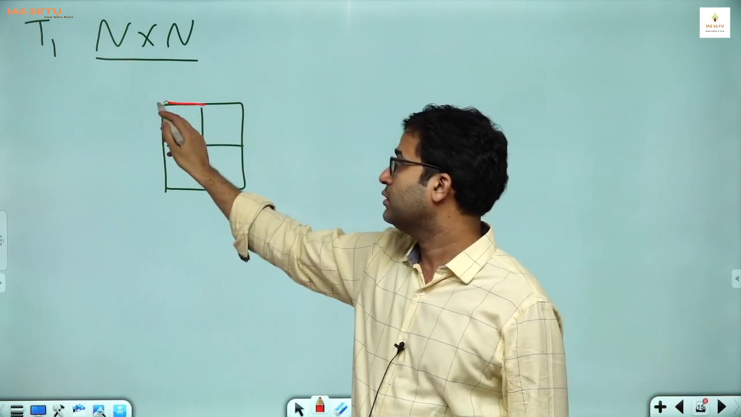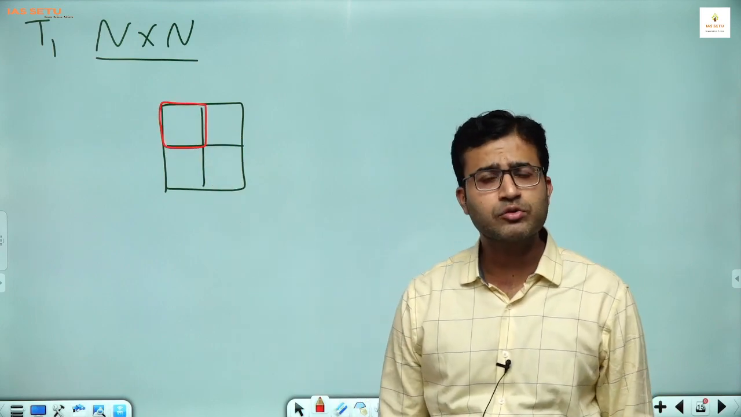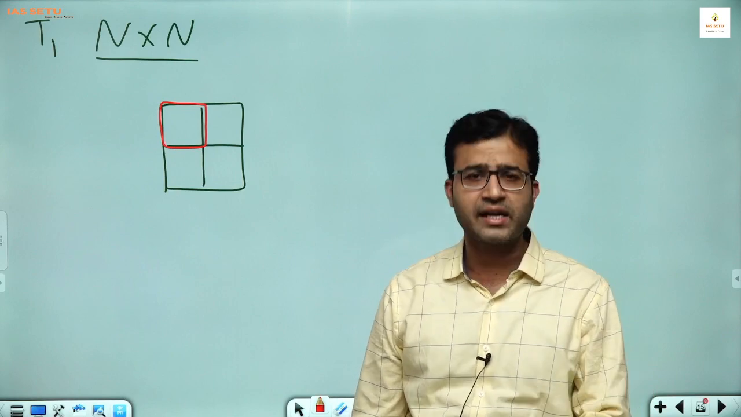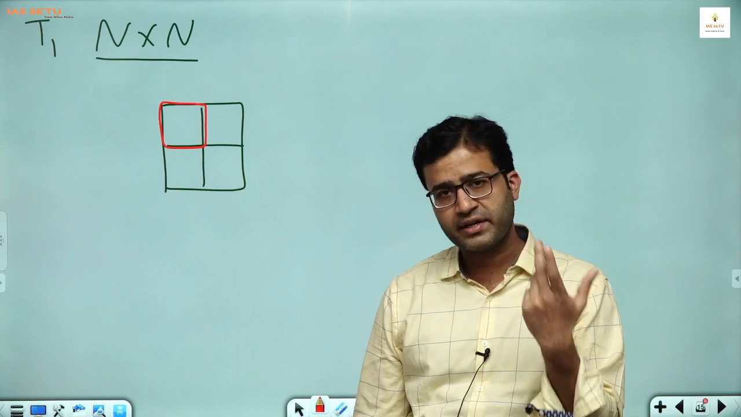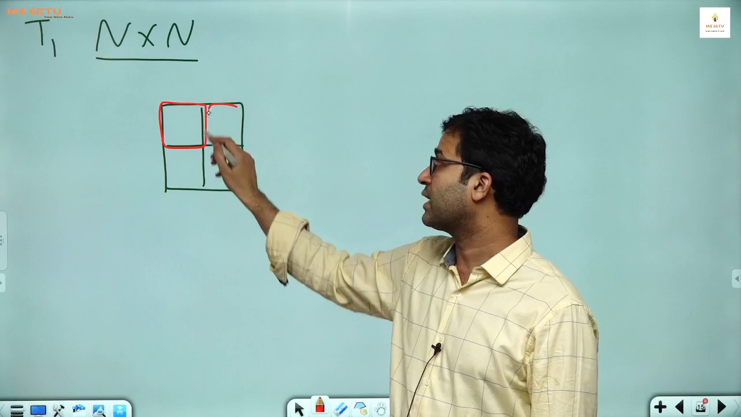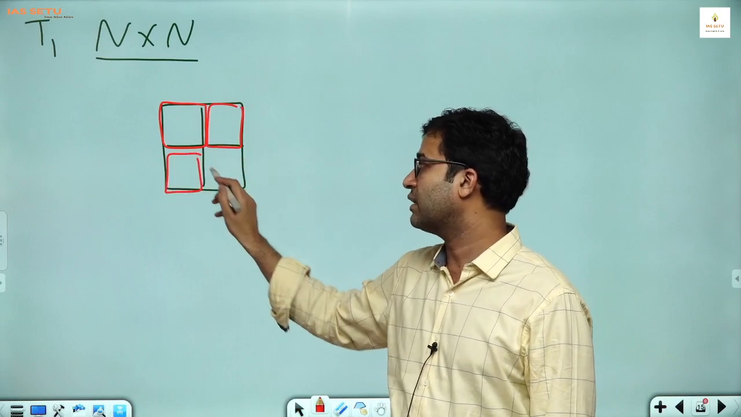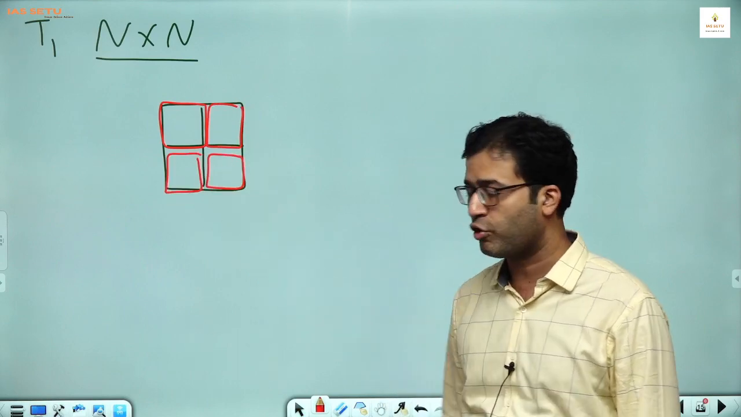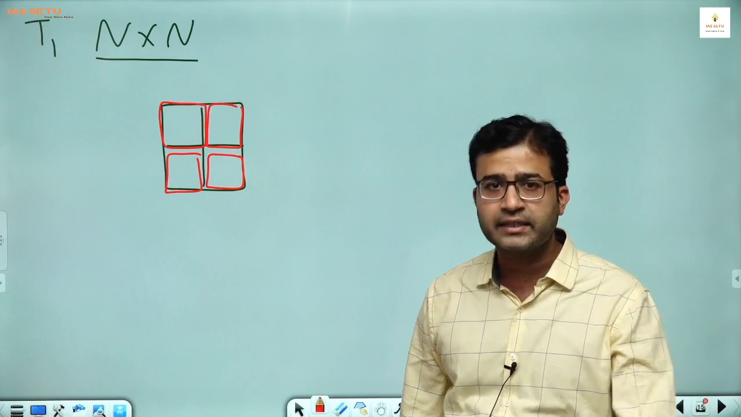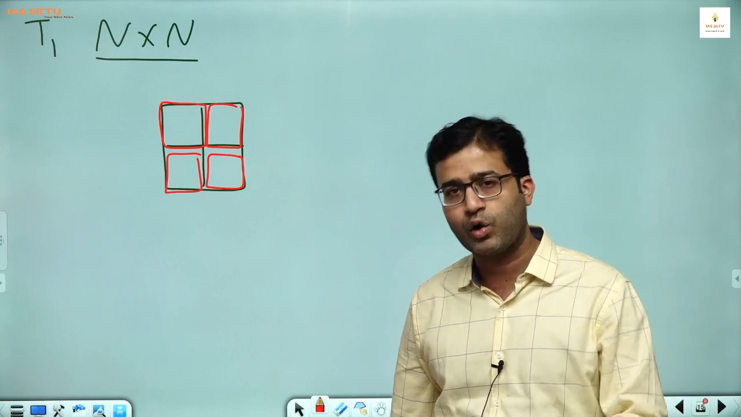This is rectangle number 1. Some students say this is a square, but this is a rectangle also. It is a square, but it is a rectangle too. This is rectangle number 2. This is rectangle number 3. This is rectangle number 4. Because every square is a rectangle. If this is a square, it will definitely be a rectangle.